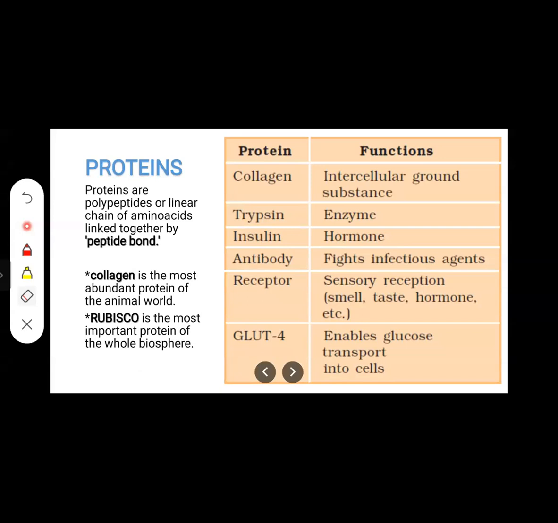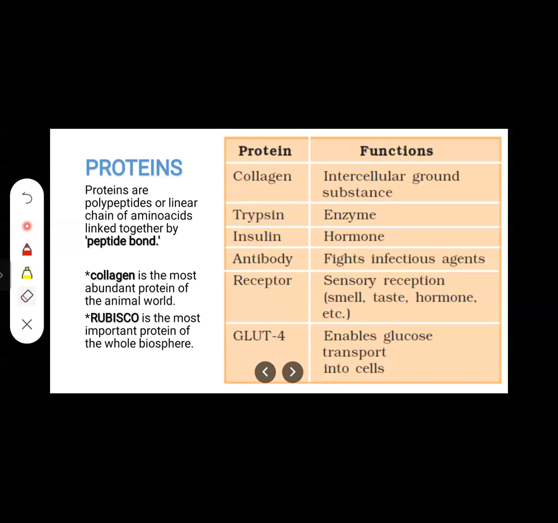Next is enzyme, the protein which functions as an enzyme. For this, the example is trypsin. And the protein which functions as a hormone, the example is insulin. Proteins which fight against pathogenic organisms are antibodies. Proteins which sense the external environment we call receptors, and we have a special name for these called sensory receptors.